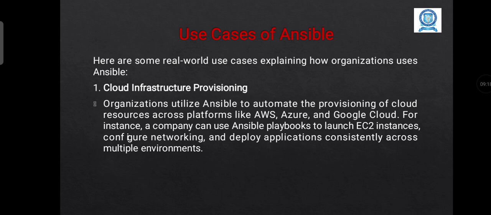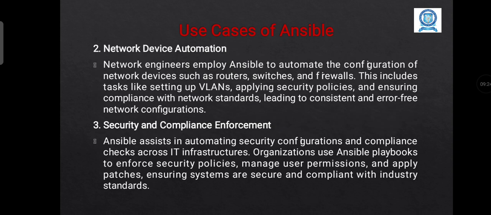Here are some real-world use cases of Ansible. It is used for cloud infrastructure provisioning. It is used for network device automation. Network engineers employ Ansible to automate the configuration of network devices such as routers, switches, and firewalls. This includes tasks like setting up VLANs, applying security policies, and ensuring compliance with network standards, leading to consistent and error-free network configurations.